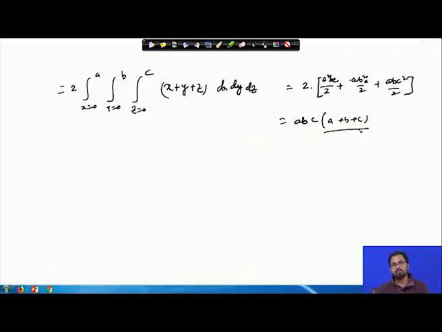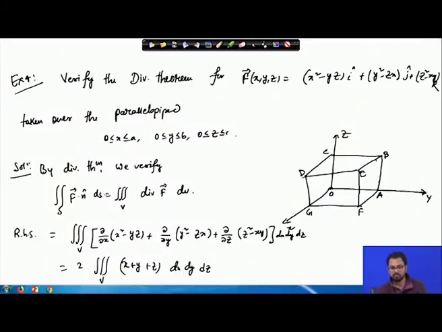Now, we have to verify whether this left hand side is also equal to that volume integral or not. Now, here is the interesting part. This is not a very simple surface integral to evaluate. Here we have basically 8 surfaces.